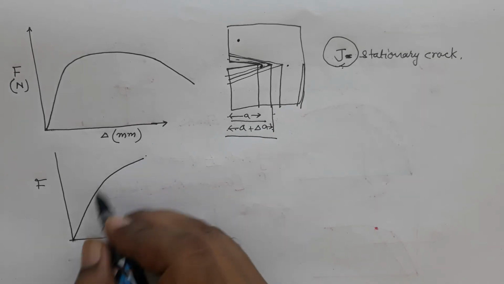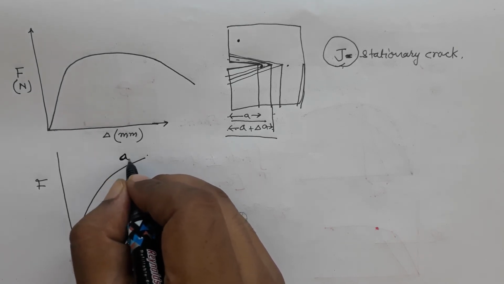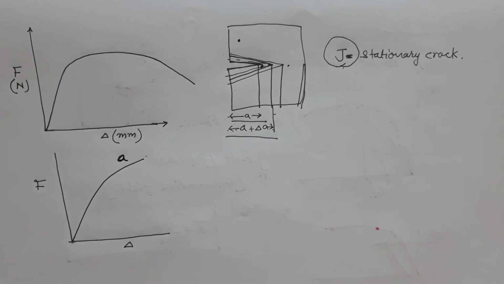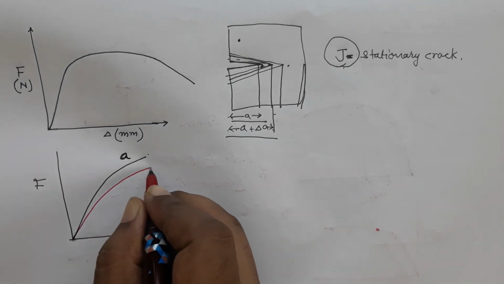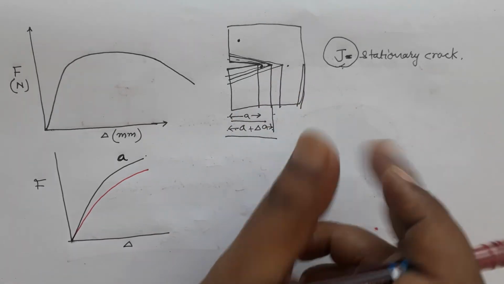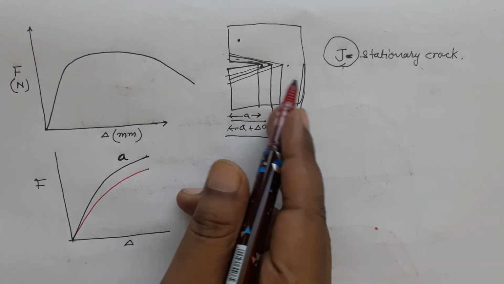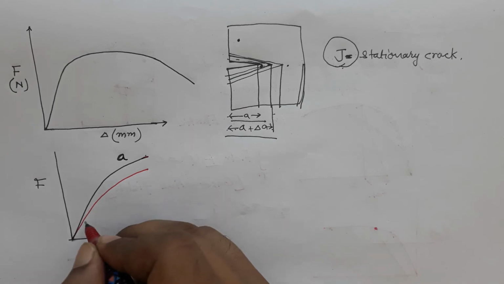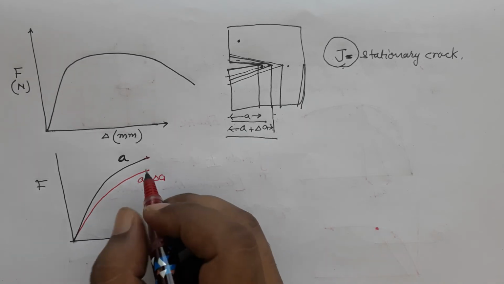So, this is the diagram for crack length A. So, that is A, right, and then I have a higher crack length which is A plus delta A. So, of course, the force will be much smaller than that, right, because less area is holding the material. So, you will need less force to deform this. So, the force displacement curve for A plus delta A will look like this, right.